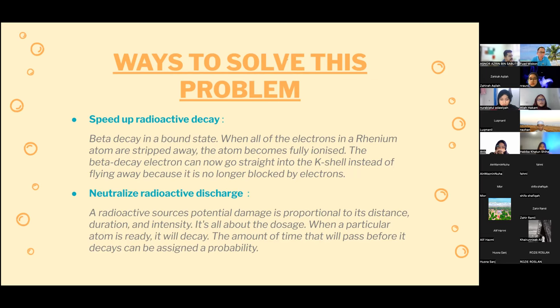So if by doing these two, we actually speed up the radioactive decay and neutralize the radioactive discharge, then it's safe to say that it can finally meet up with the radioactive chain end. The radioactive chain end is actually a final stage for the radioactive materials to decay.